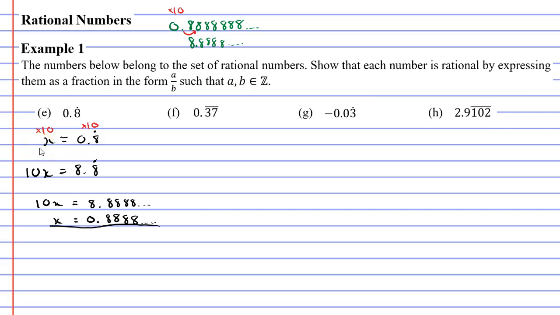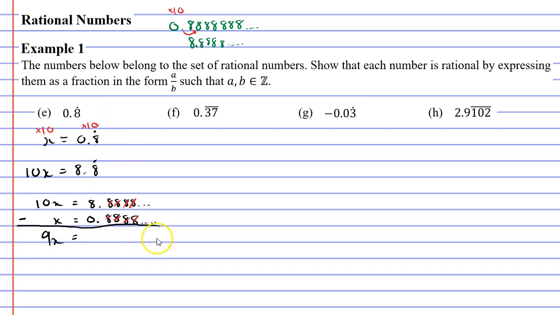The reason I'm doing this is it just helps me illustrate what's happening here. Now, using the elimination method, I'm going to subtract the two equations. The left-hand side is really simple. 10x minus x is 9x. What do I get when I subtract the right-hand side? In particular, what's going to happen to these 8s that are repeating? Well, you might notice that 8 minus 8 is 0, 8 minus 8 is 0, and these 8s are cancelling each other.